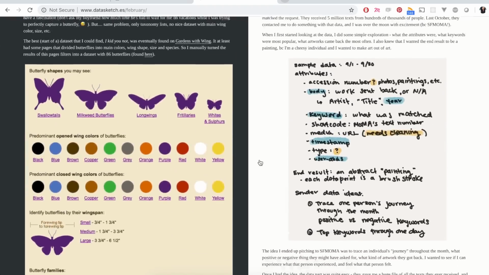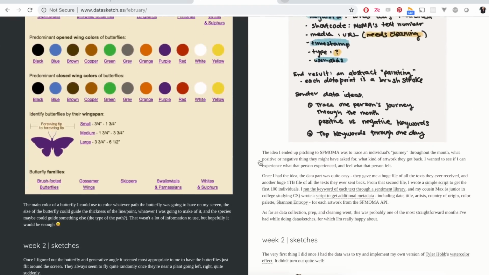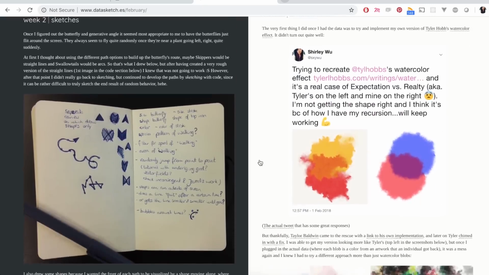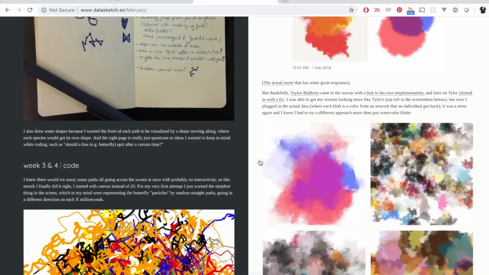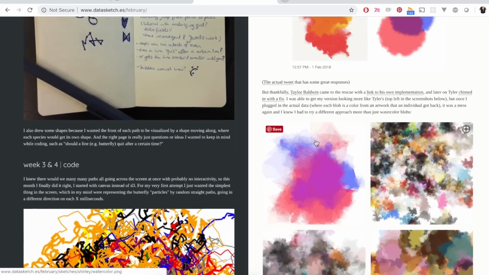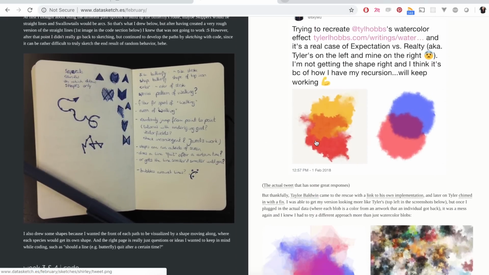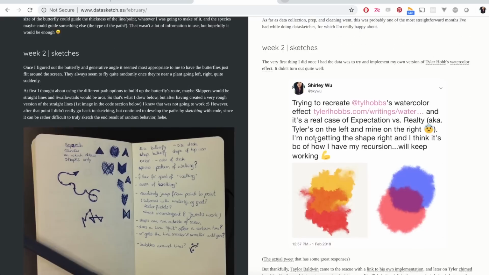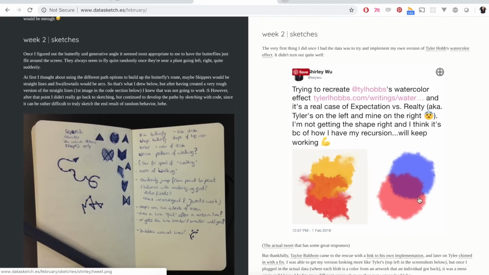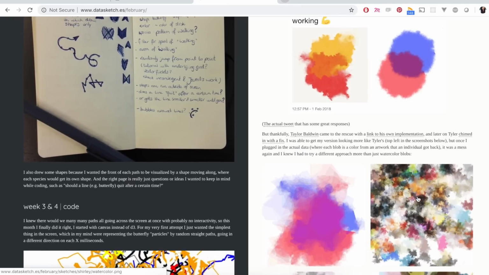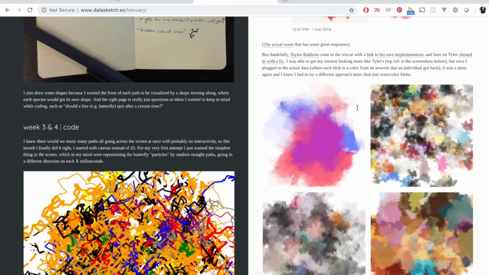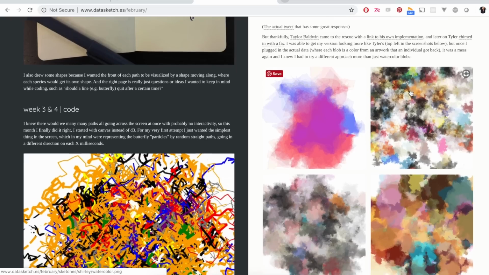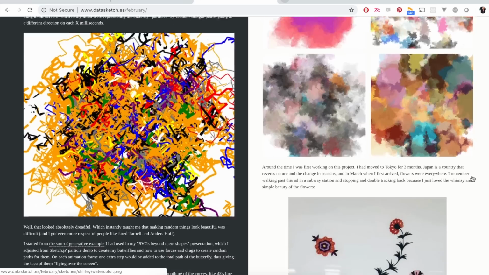So this is all the data I had on hand, and how I decided to go about prototyping. I saw Tyler Hobbs' watercolor effect, and I really wanted to recreate that. This is expectation versus reality. Oh my god, it's so cool. Then various people helped me, and I got it right. And this is how it looks with actual data.